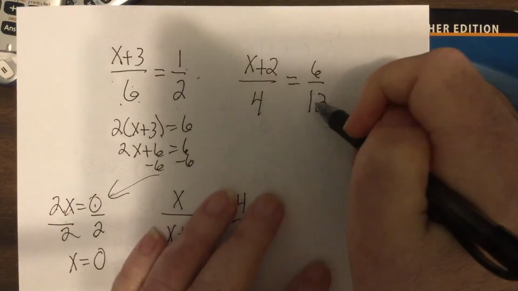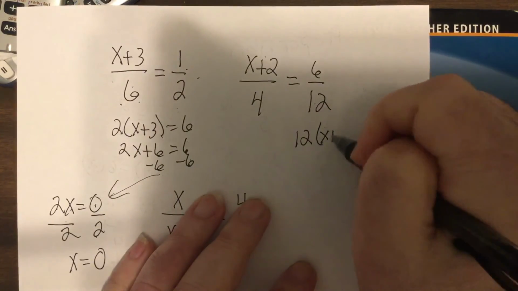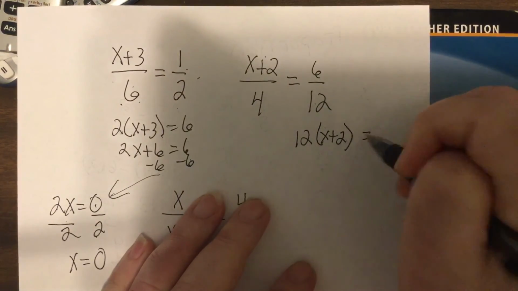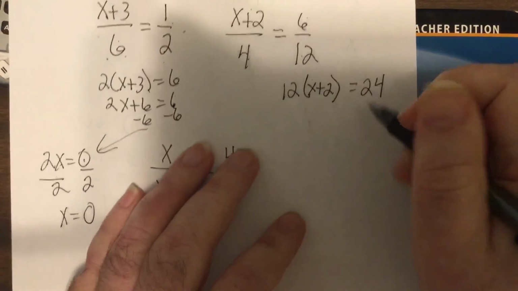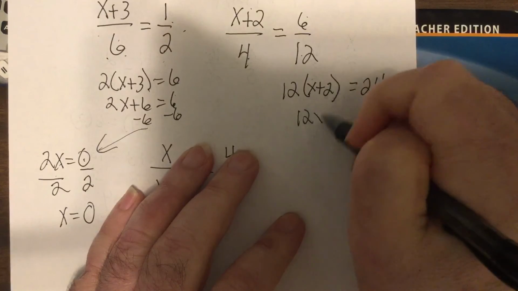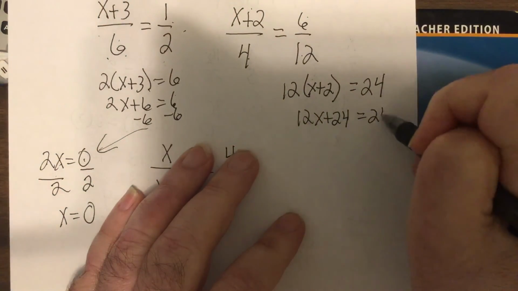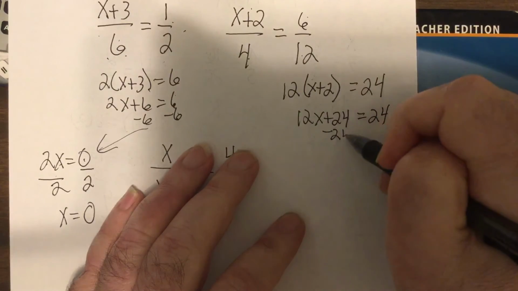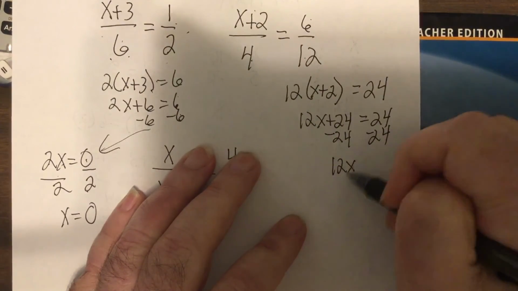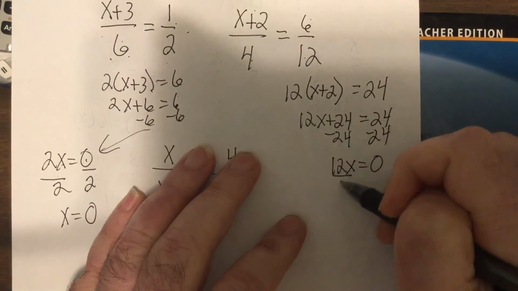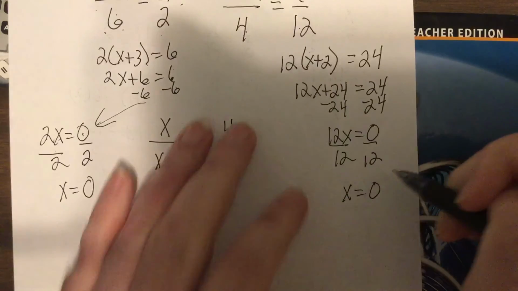This one. So you go 12 times x plus 2, 4 times 6 is 24, so kind of skip a step there. So 12x plus 24. Wow! I didn't even try to do this. Subtract 24. 12x equals 0, so divide by 12, x equals 0.